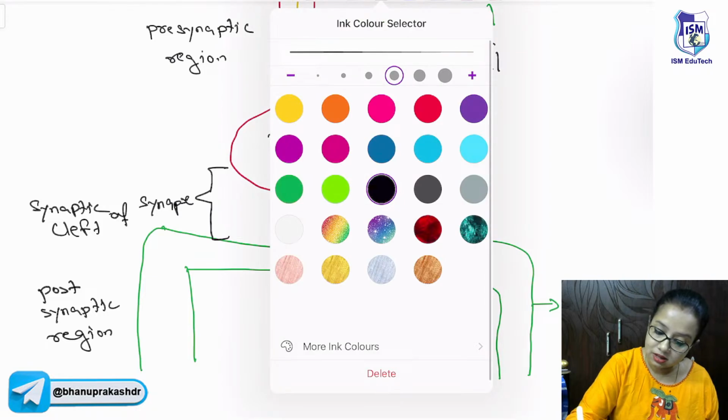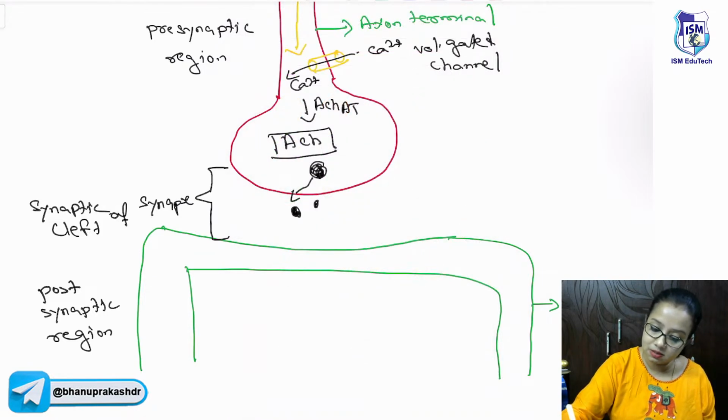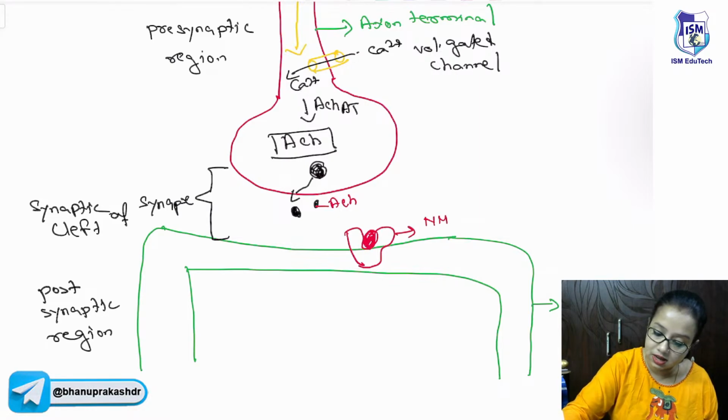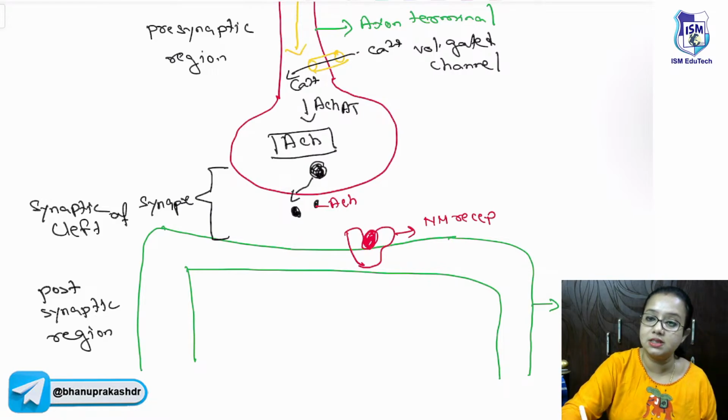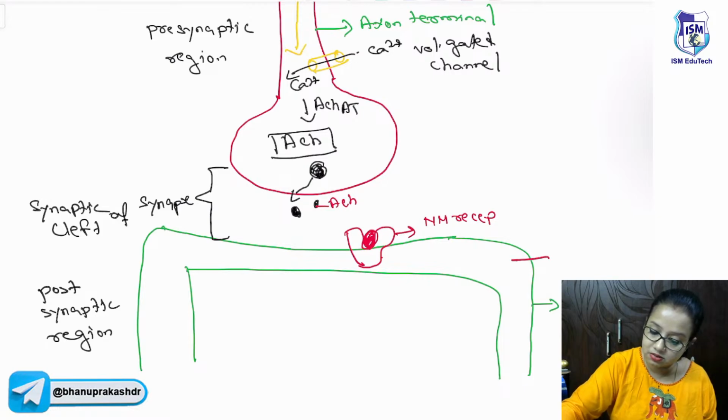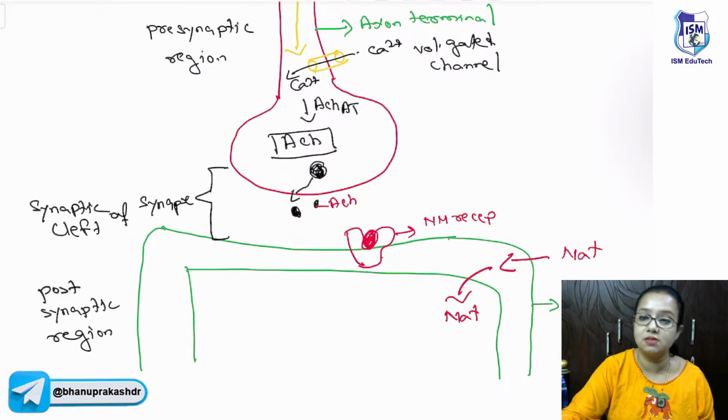What is there in the postsynaptic region? In the postsynaptic region, there is the receptor for this acetyl-CoA. So, this acetyl-CoA will bind to its NM type receptor. Once this acetyl-CoA is bound to the NM type of receptor, what will it do? It will cause sodium influx.